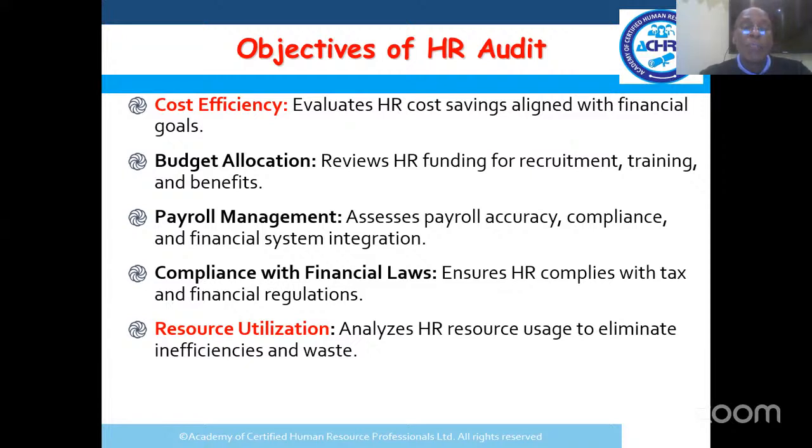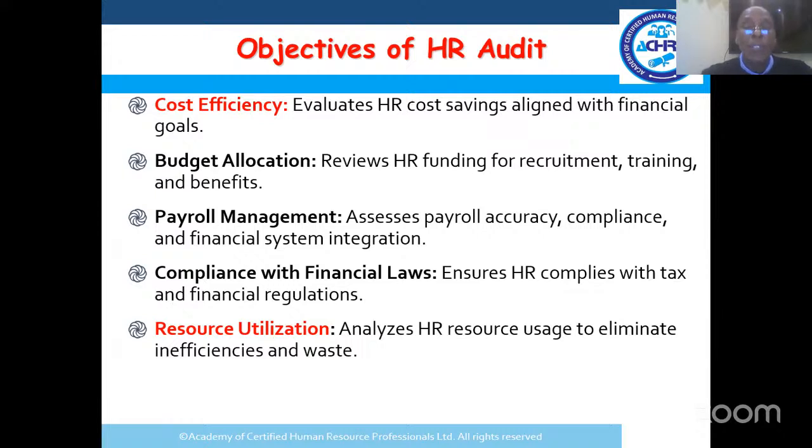Secondly is the element of budget allocation. Every year, we prepare budgets as HR managers on how we are going to spend in areas like recruitment, training, performance management, compensation, and benefits. So a budget can be developed by HR auditors, especially when we know which areas we are going to look at. So you develop a budget based on your audit report.